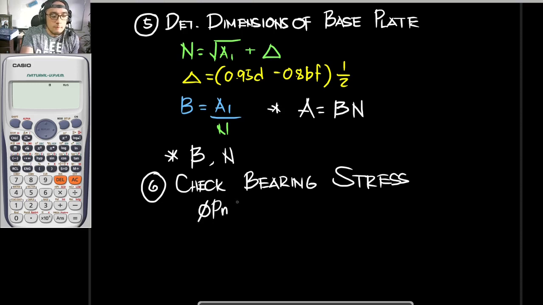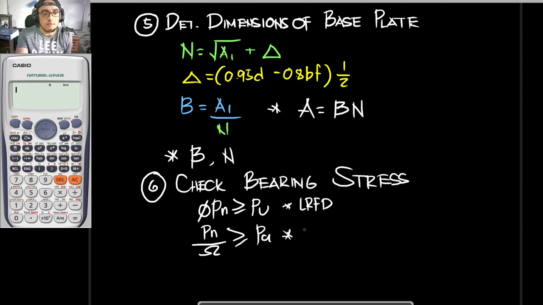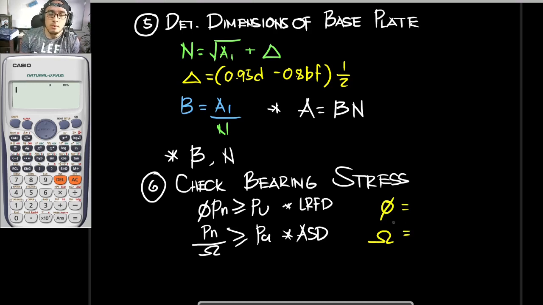Phi PN should be greater than or equal to PU. So, this is for LRFD. And PN over omega should be greater than or equal to your allowable stress, so PA. And this is to be for ASD. So, if you can remember yung ating value ng phi and ng omega from the previous discussions, kapag yielding, di ba, 0.9 and 1.67, then 0.75 and 2 kapag rupture.